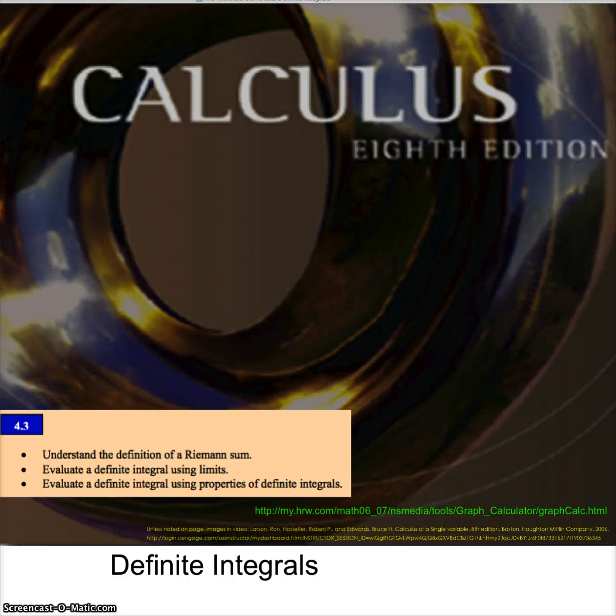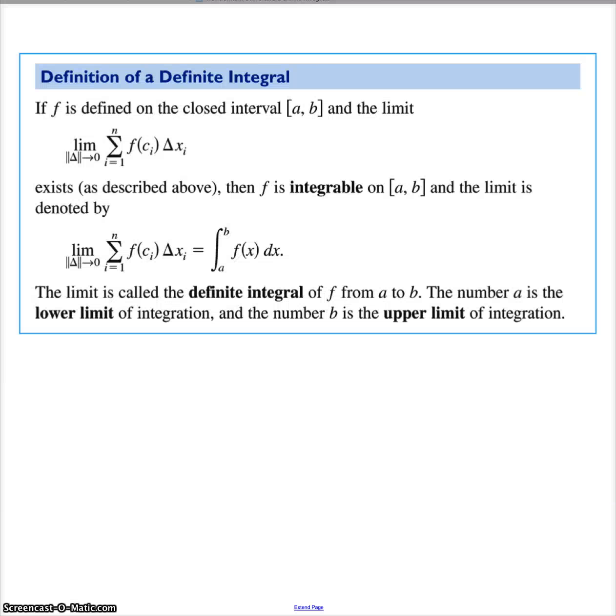All right, now let's talk about definite integrals. First thing I want you to do is write down this definition. If f is defined on a closed interval, and that interval is a to b, then the limit as the partition goes to 0 of the summation from i equals 1 to n of f(c_i) delta x_i exists. So if it's defined and it exists, then f is integrable on the same interval, and that limit is denoted by the integral from a to b of f(x) dx.